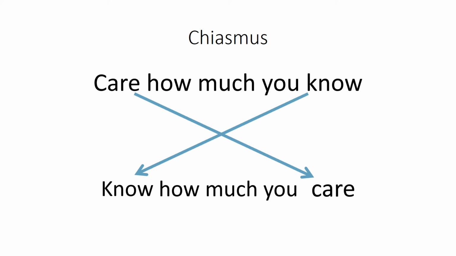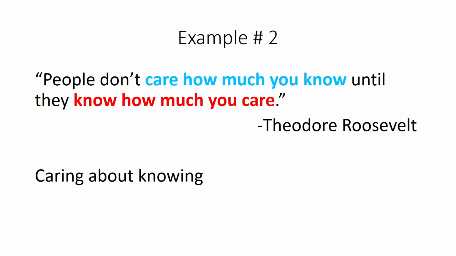Care how much you know has the idea of respect, impression, whereas know how much you care has the idea of they've made an emotional connection. So the first phrase has the idea of an intellectual, a mental connection. But know how much you care has the idea of an emotional, personal connection. So the idea has changed. Even though the words are the same, their order has reversed, and it has switched the actual meaning. So the first was caring about knowing, and the second is knowing about caring.